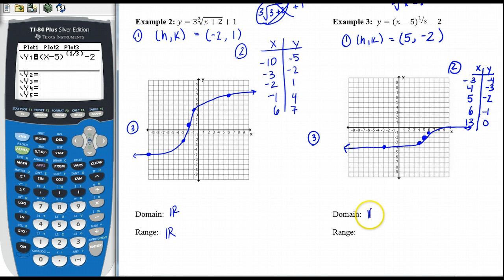And then lastly, we don't want to forget about the domain and range, which in this case are all real numbers.